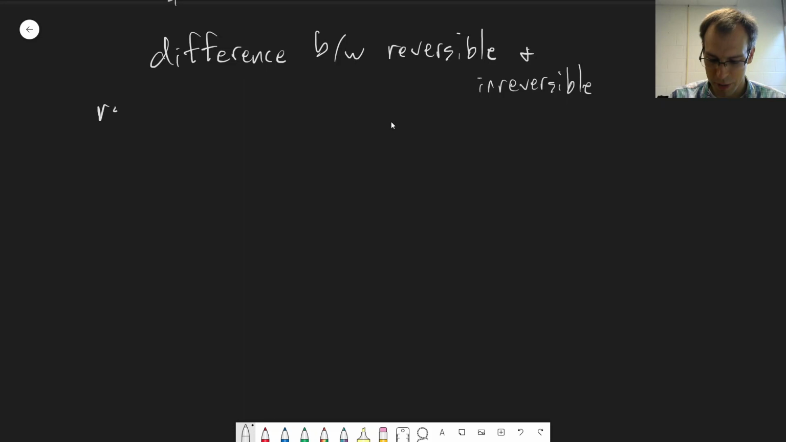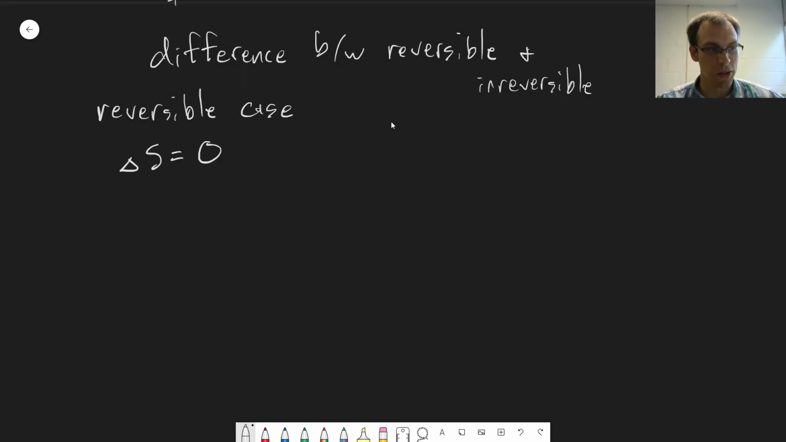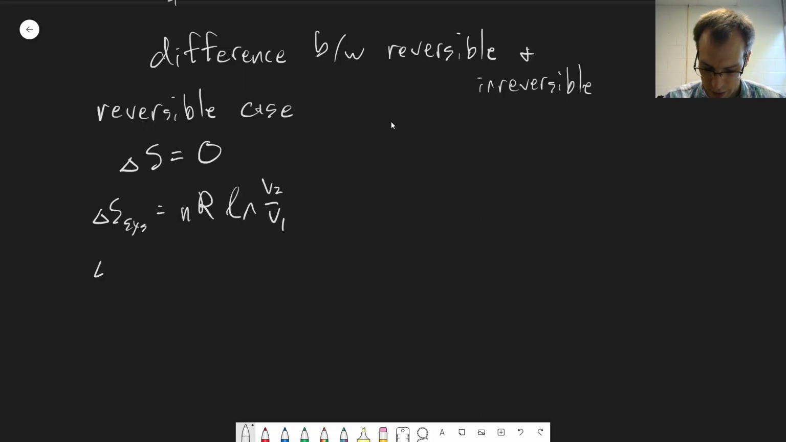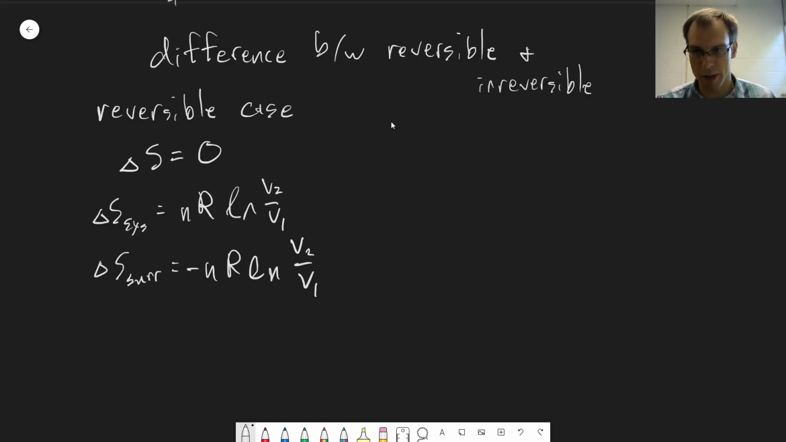In the reversible case, we know that delta S for the overall system has to be equal to 0. So there's going to be some heat transfer between the system and the surroundings to keep things at constant temperature. That means that delta S for the system we calculated is nR log V2 over V1. Delta S for the surroundings has to be equal and opposite, so it has to be minus nR log V2 over V1. Overall this has to work out to be 0.